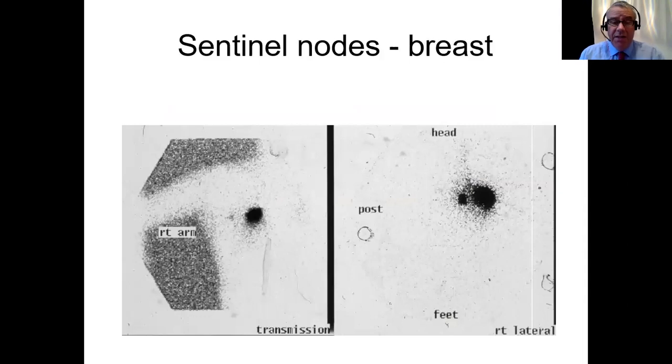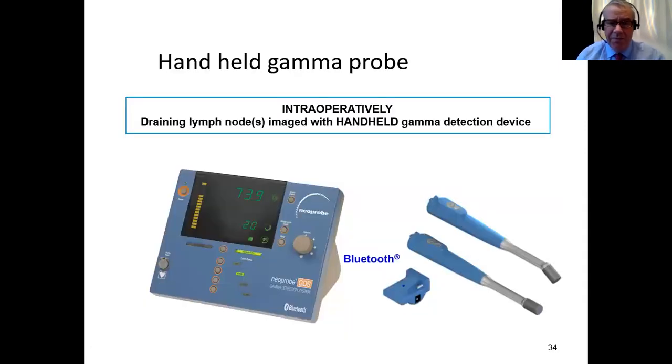This is a breast study, and you can see there are 2 pictures. The one on the left, the transmission. We've got a cobalt flood line behind the patient to give us the outline of the patient. It's got very low energy, so patients attenuate it very nicely. You can see the big blob is the injection site, and then next to it is a little blob, which is a lymph node. And this is the lateral, where you can see that lymph node a little bit more clearly, lying just behind where the first injection was given.